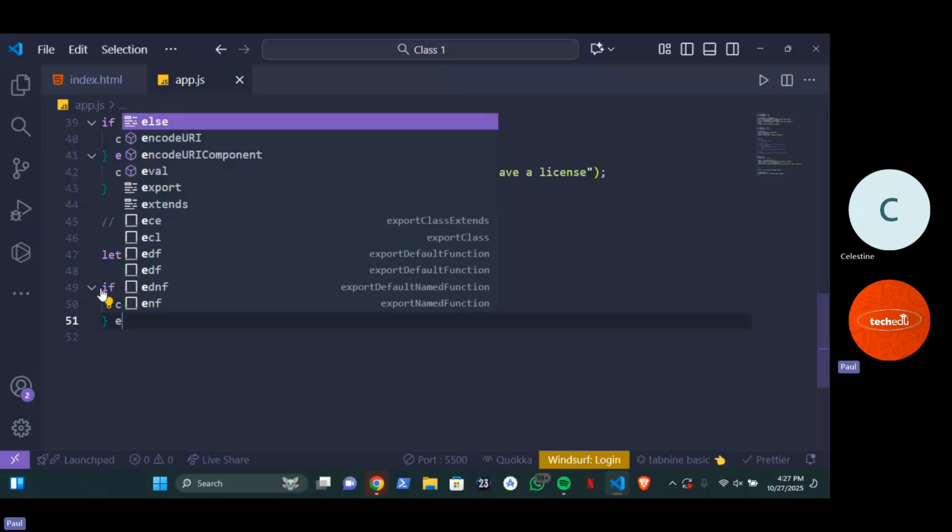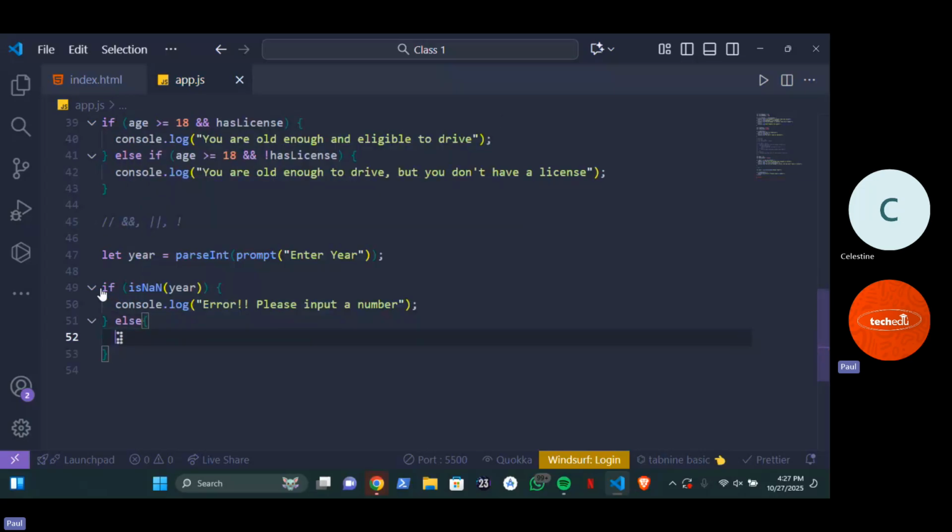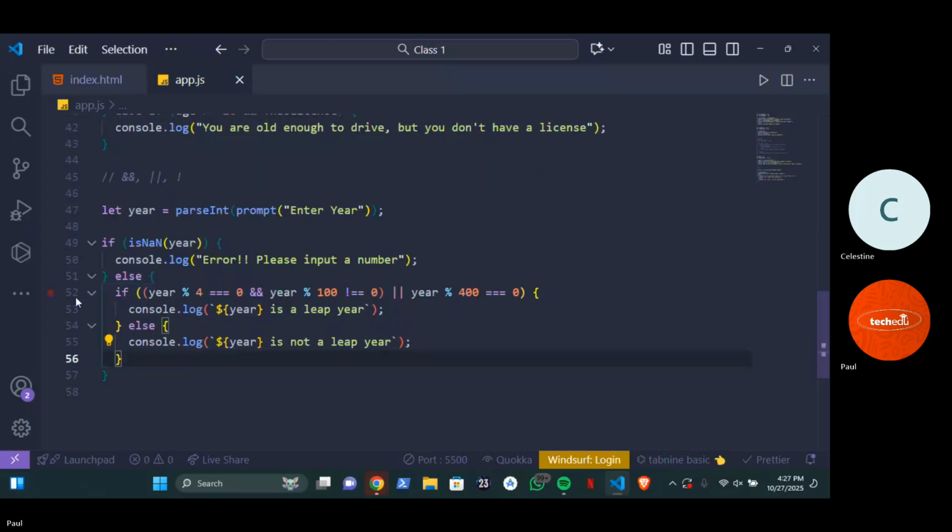Now I cannot have what else? In my else I can put nesting, meaning that if this particular one is false, what happens? Print out the else. But if this is true, what happens? It's going to forget about this.